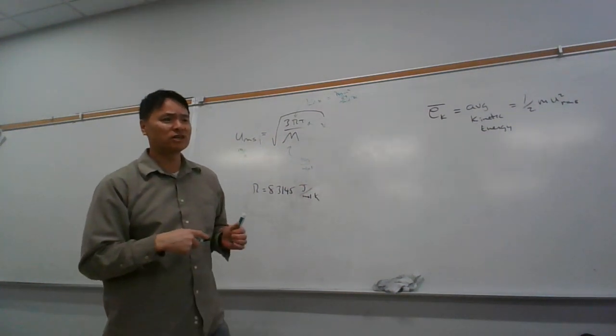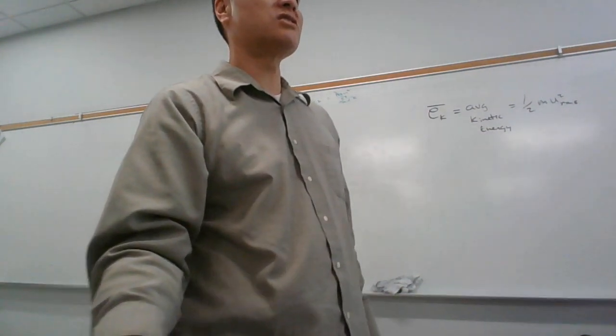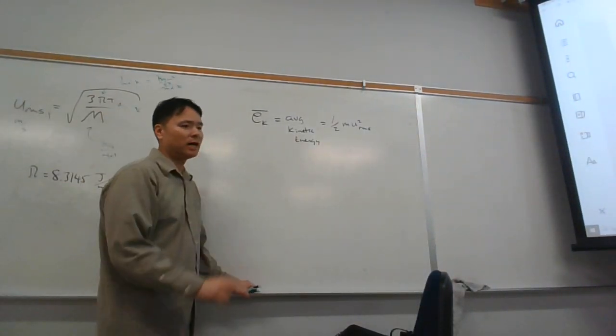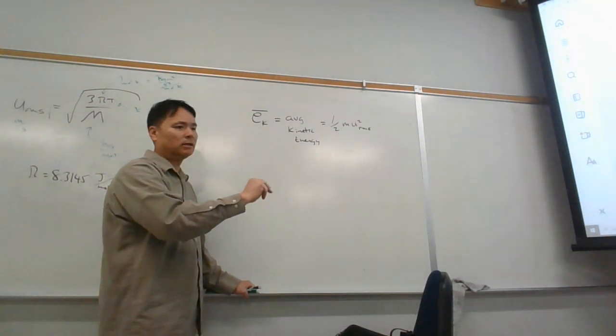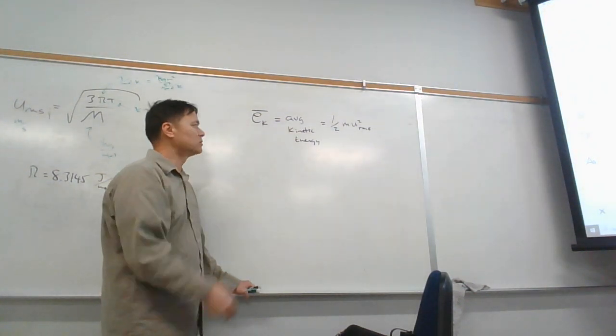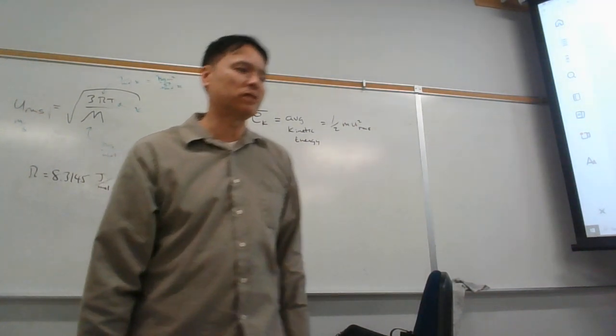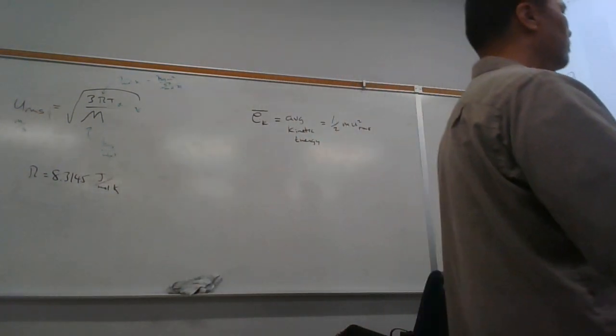This is only for translational energy, and there's only translational energy in an ideal gas. If we're looking at a real gas, it can have rotational and vibrational. And so we have to add extra terms to this to get the kinetic energy of a real gas versus an ideal gas.